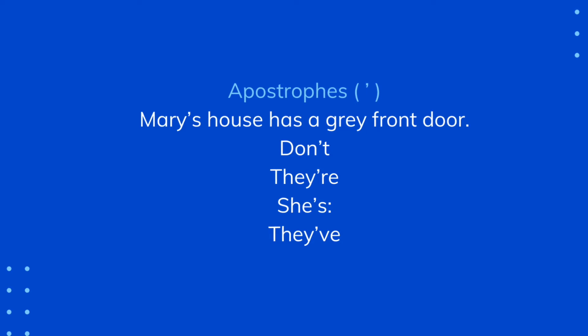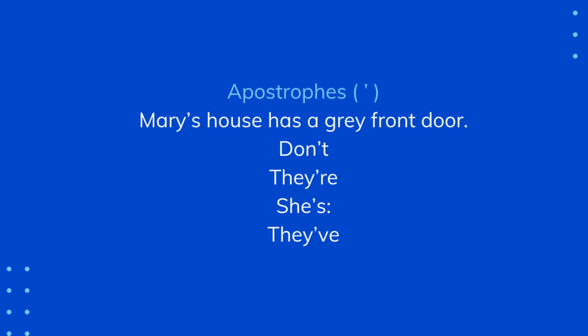She's. She's is a contraction of she and is, with the I in is replaced by the apostrophe. They've. They've is a contraction of they and have, with the H and A in have replaced by the apostrophe.